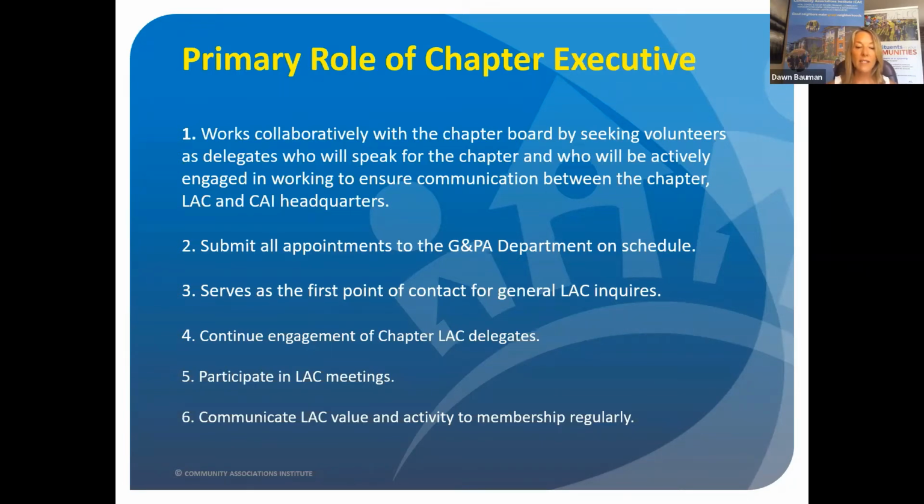Participate in LAC meetings, and then really importantly, communicate what the LAC is doing with members, whether it's at your luncheons, which I hope we have a lot of those in 2021, conferences, and if you have a weekly email, your newsletters, your web page. We do have a web page because each Legislative Action Committee has a page on our website. And they'll send out the landing page and you'll be able to link that page to your web page to help demonstrate the value.